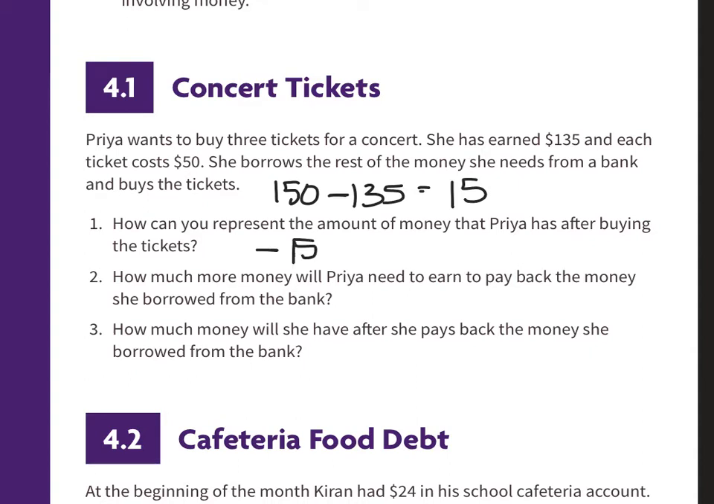Okay? How much more money will Priya need to earn to pay back the money she borrowed from the bank? Well, she needs to earn $15. And how much money will she have after she pays back the money she borrowed? Well, if she owes 15 and she made back $15, negative 15 plus 15 is 0. All right, 4.2 on the next page.